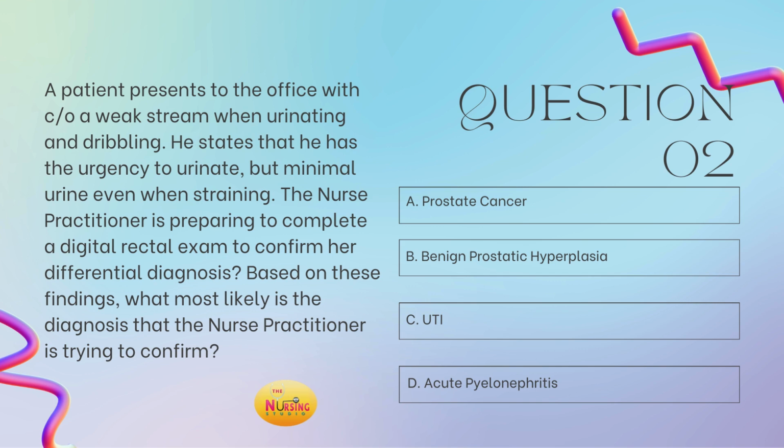The patient comes in. The subjective finding is that he is complaining of a weak stream when attempting to urinate. He's having dribbling. He states that he has the urgency, but he's having the weak stream even when straining. And so the nurse practitioner is planning to do a digital rectal exam. So instantly you should start to think B, benign prostatic hyperplasia. Remembering, the dribbling and the weak stream are a classic for benign prostatic hyperplasia. But also when they said that she is planning to do a digital rectal exam to confirm, you should have thought benign prostatic hyperplasia, okay?